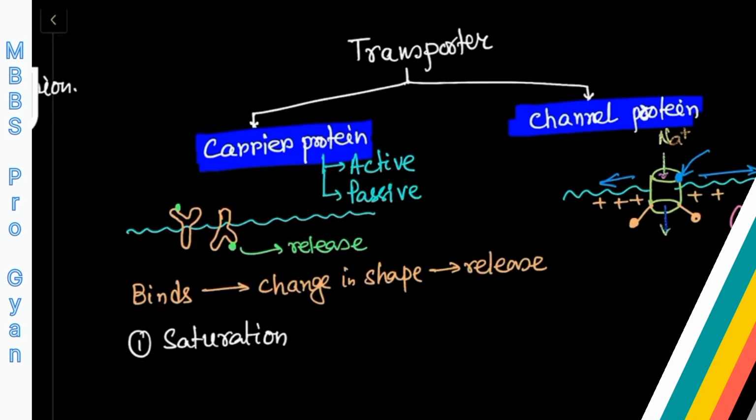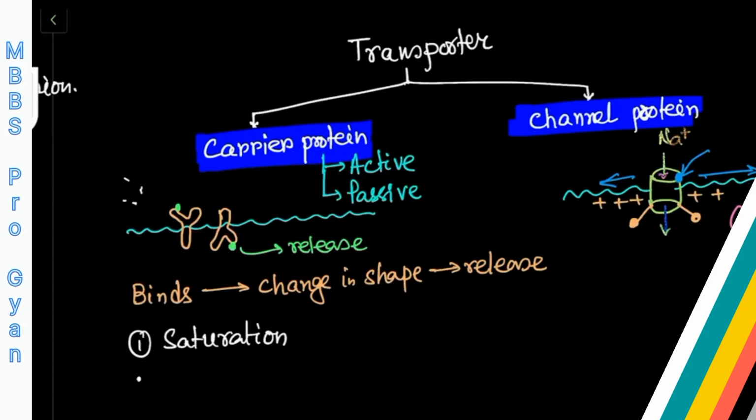You all know this thing. Suppose there are two carrier proteins here and there are four substances present in this. So what will happen? All the carrier proteins will be saturated with the substances. That is known as saturation kinetics of carrier protein.